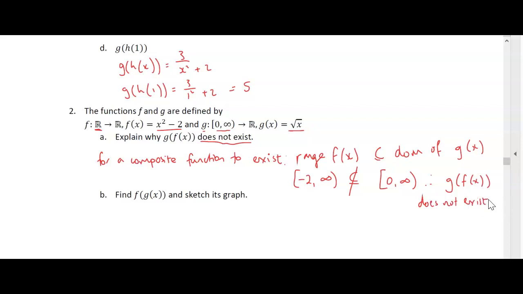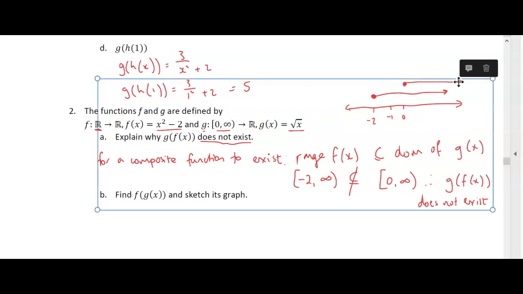Now, if you want to look at it on a number line, so you don't have to always do this, but sometimes visually it's good to do a number line. So our range is going from -2 to infinity. And then our domain is going from 0 to infinity. So basically, if it was a subset, this bottom line, which represents our range of f of x, would be a part of the domain of g of x, which it isn't, okay? So it doesn't exist.